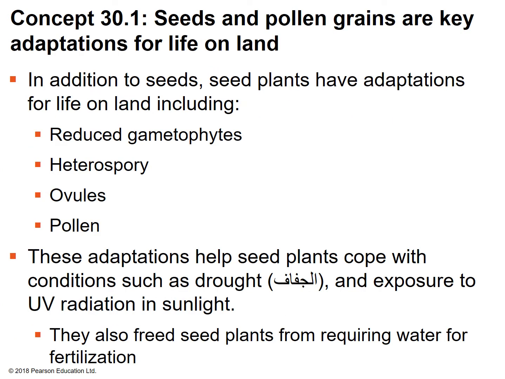Seeds and pollen grains are key adaptations for life on land. This is the first section. In addition to seeds, seed plants have adaptations for life on land, including the following: reduced gametophytes, heterospory, ovules, pollen. These adaptations help seed plants cope with conditions such as drought and exposure to ultraviolet radiation and sunlight. They also freed seed plants from requiring water for fertilization.